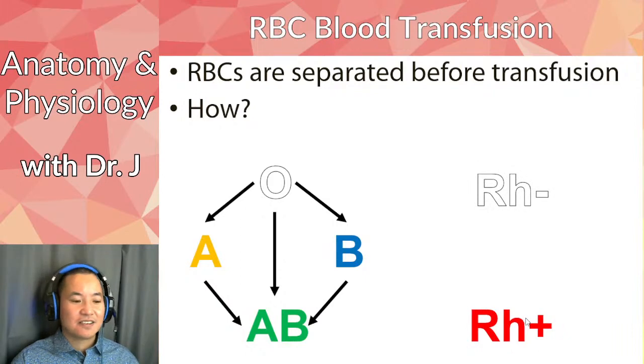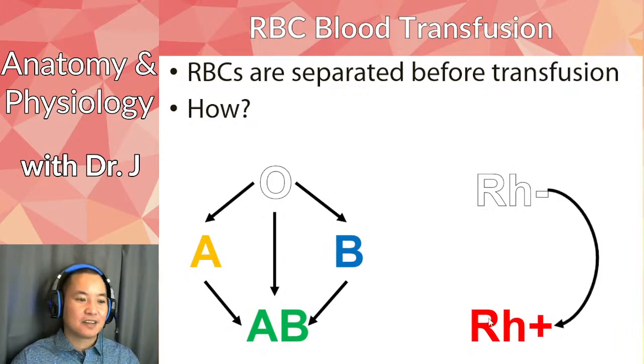Now, Rh positive and negative depend on whether you've had a transfusion before or not. In general, if you don't know whether someone's had a transfusion before, people with Rh negative blood are going to generate antibodies against Rh positive, or the Rh factor. But people with the Rh factor on their red blood cells are not going to have anti-Rh antibodies. So this is why you can go from Rh negative to Rh positive.